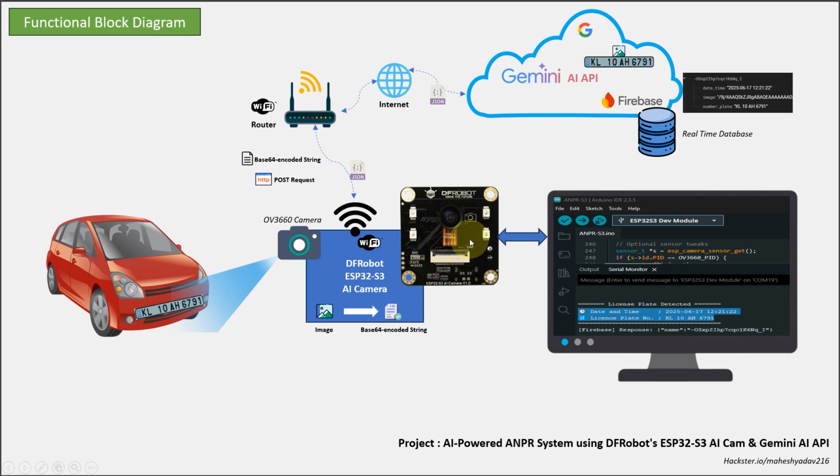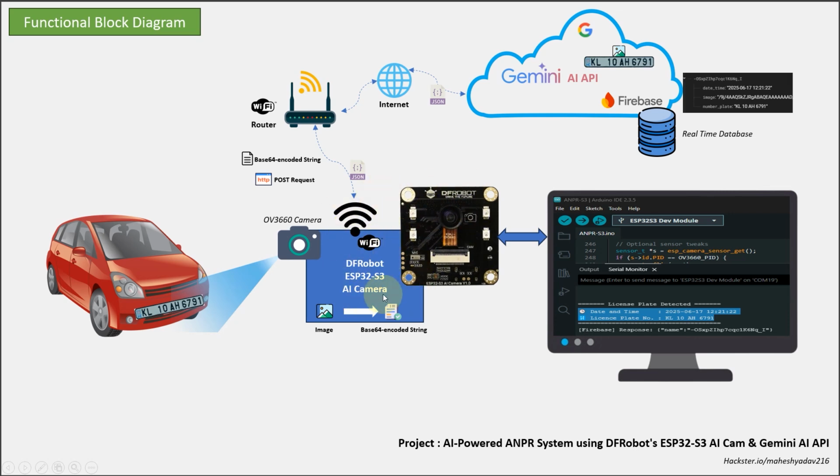This is the main component of this project, the ESP32-S3 AI Camera module, which has an onboard OV3660 2 megapixel camera. This camera will capture the image of the license plate of the vehicle, and this microcontroller will convert that image into a base64 encoded string, which is then embedded into JSON format, the JSON payload.